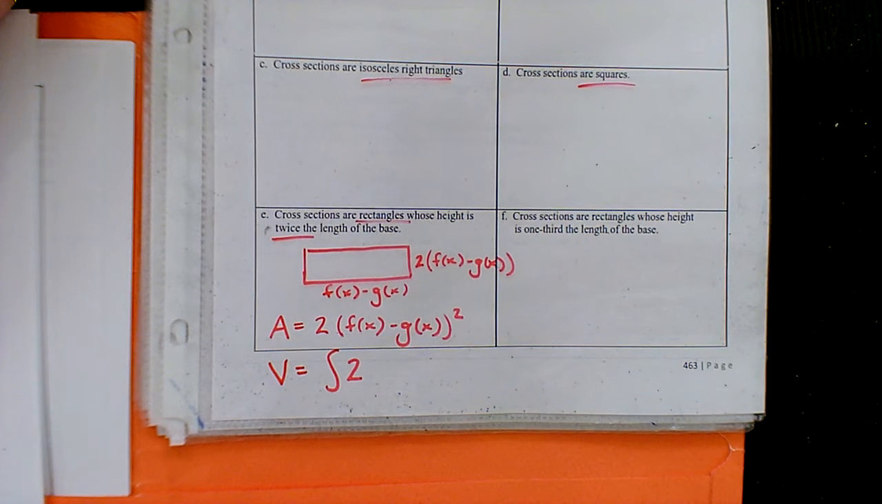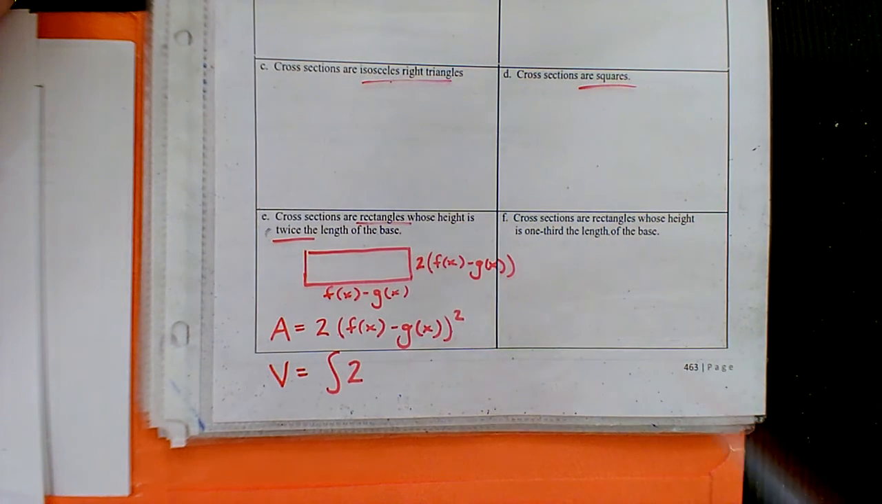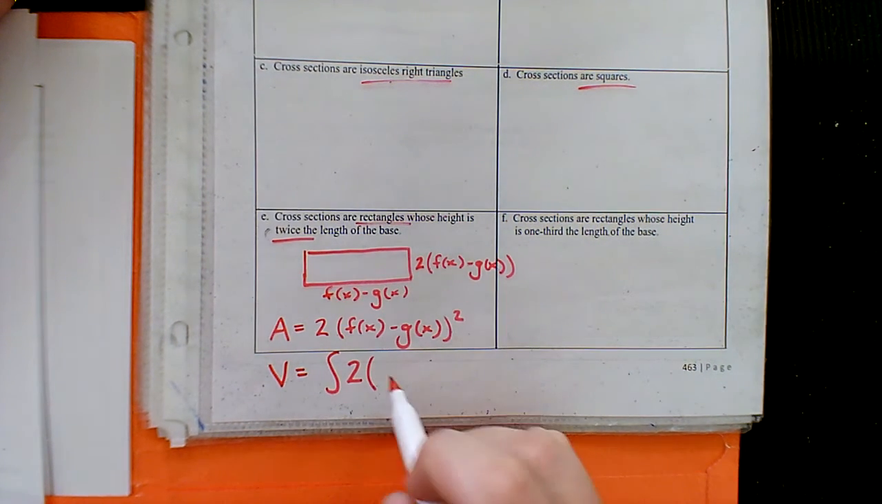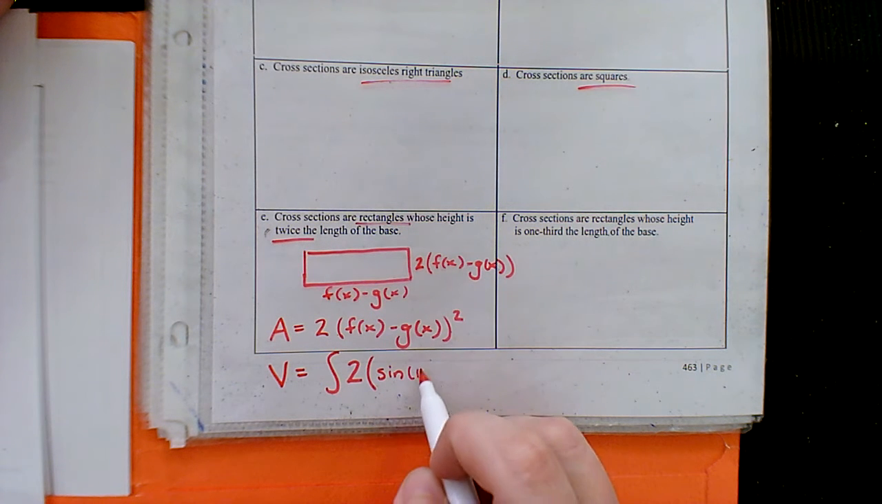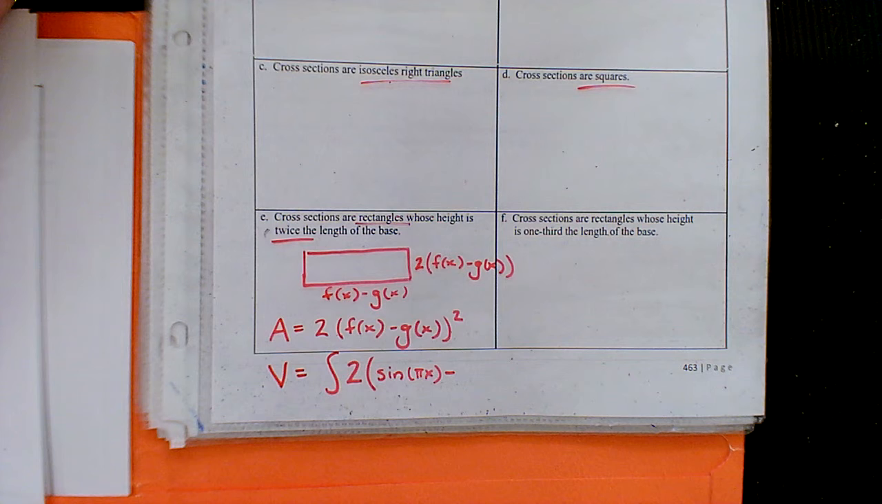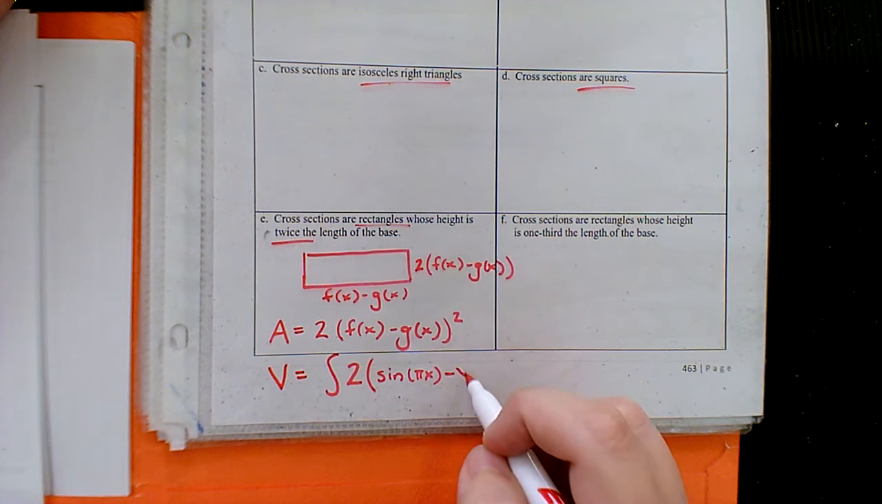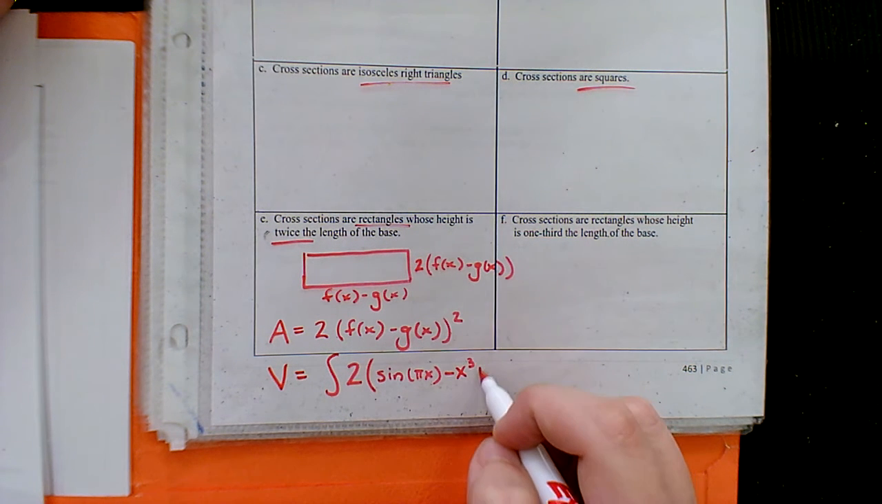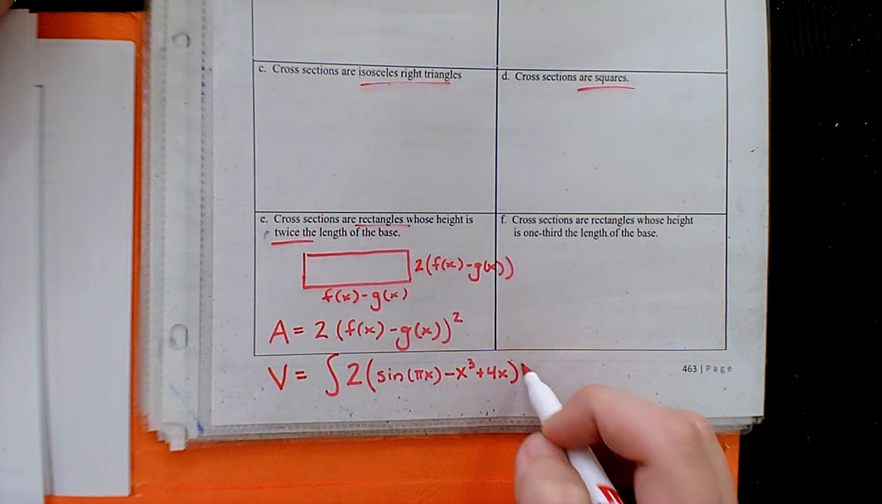Now, in the particular region at the top of the page, the top function was the trig function, and the bottom function was the cubic. So if we're subtracting the cubic, we'd have to subtract every part of it. That means all the signs would change.